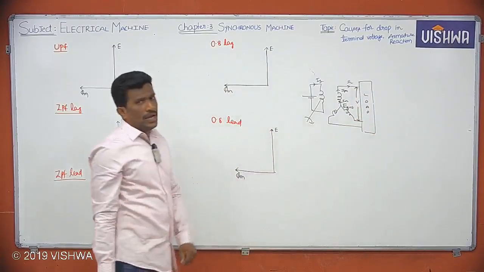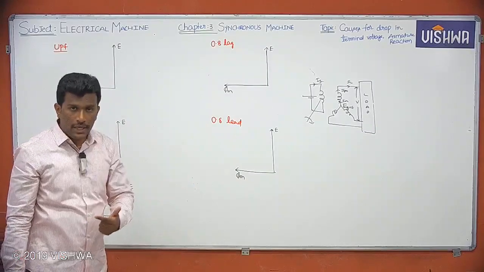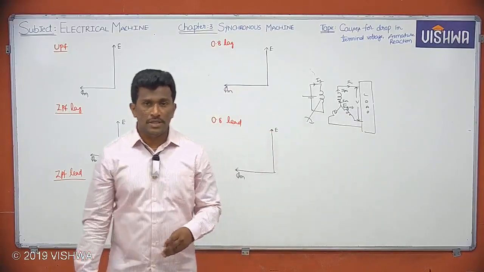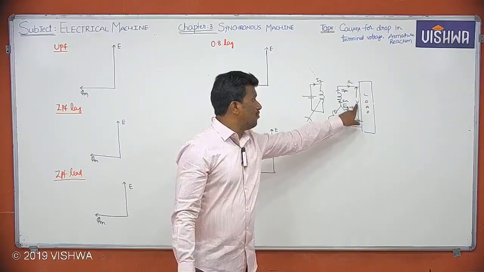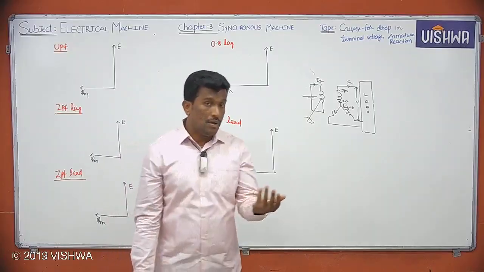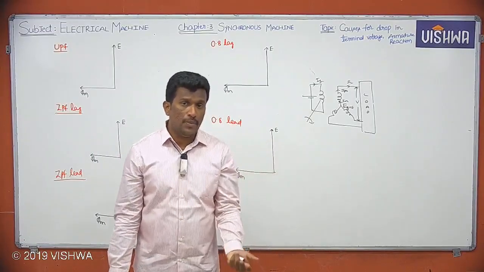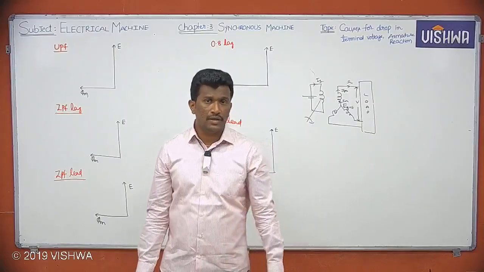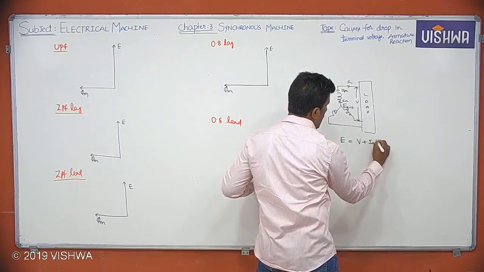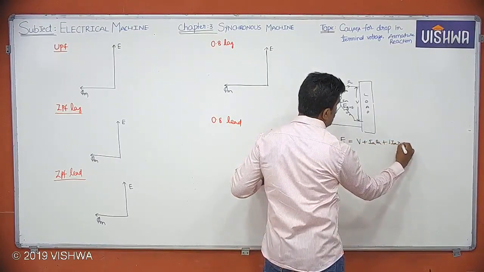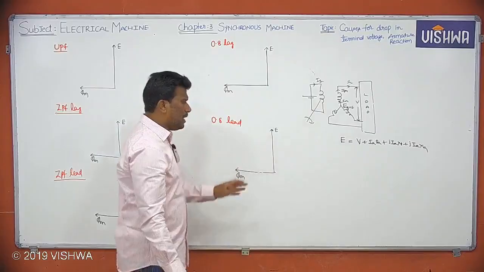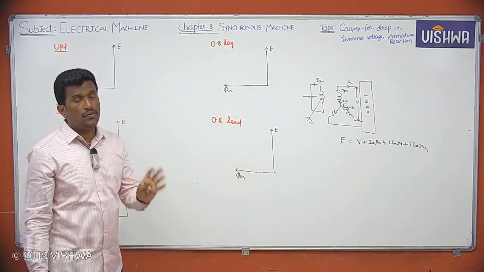See guys, you know that generated voltage E and load voltage V will not be equal. Is it clear? Because E equals V plus so many drops. We already discussed it. What are those drops? Armature resistance drop, leakage reactance drop, armature reaction drop. These are the drops they are having, right? So previously I told you EZ or E equals V plus IA RA plus j IA XL plus j IA XC. These things I told. Is it clear? Okay. So definitely no doubt E is not equal to V. E equals V plus something is there.